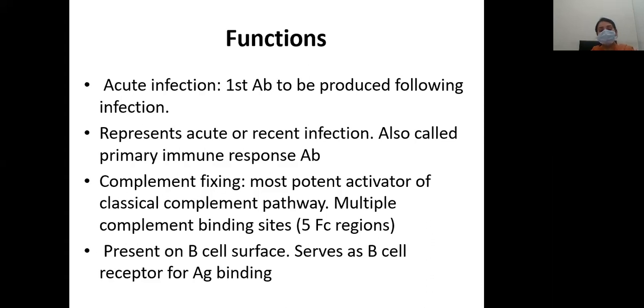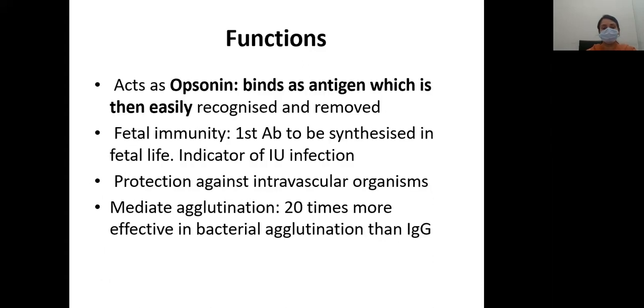And complement fixing in it, it is the most potent activator of the classical complement pathway and has multiple complement binding sites, like 5 Fc regions. They are present on the B cell surface, and it serves as the B cell receptor for antigen binding. And it acts as opsonins. Opsonins means it binds to an antigen, which is then easily recognized and removed.